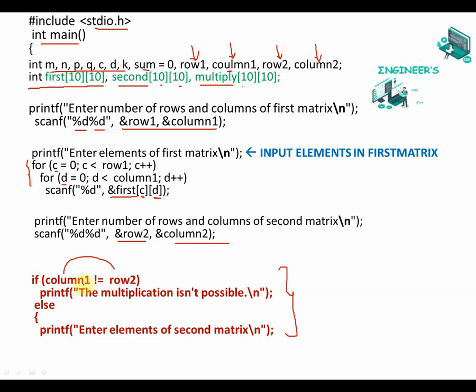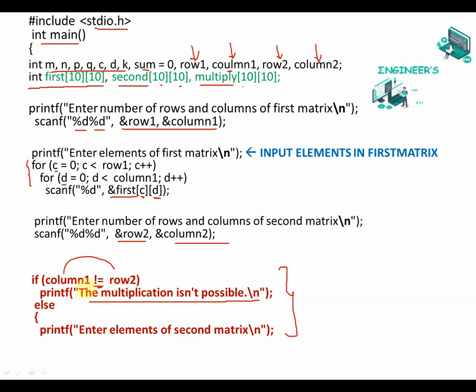And the condition is that the number of columns in the first matrix should be equal to the number of rows in the second matrix. Then only you can perform the matrix multiplication. If they are not equal, this is the not equal to sign, then you cannot perform the matrix multiplication. So you have to print a statement saying you cannot perform matrix multiplication if they are not equal.